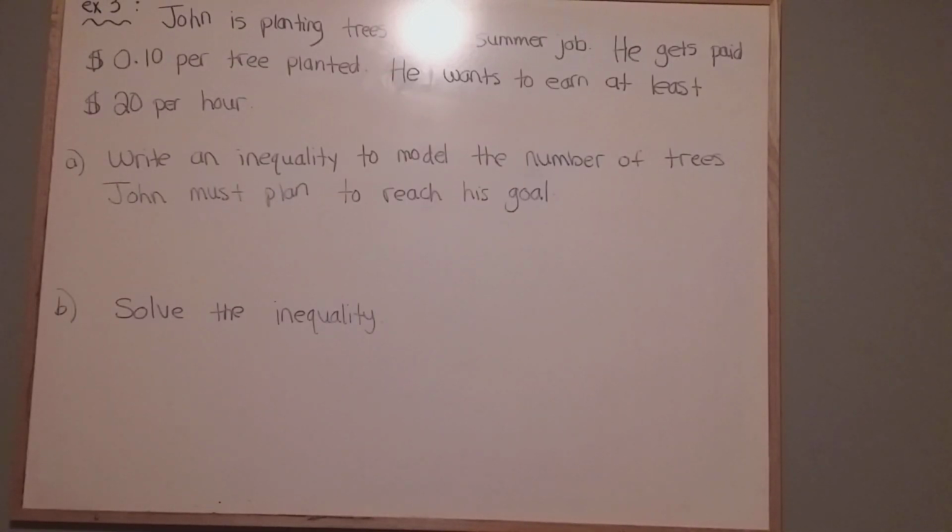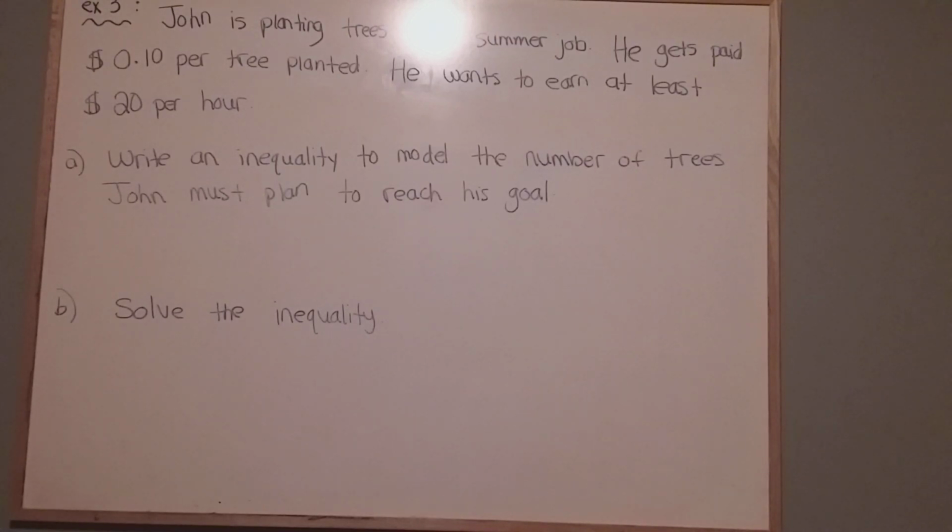Our last example is a word problem. So John is planting trees as a summer job. He gets paid 10 cents per tree planted. He wants to earn at least $20 per hour. Write an inequality to model the number of trees John must plant to reach his goal.